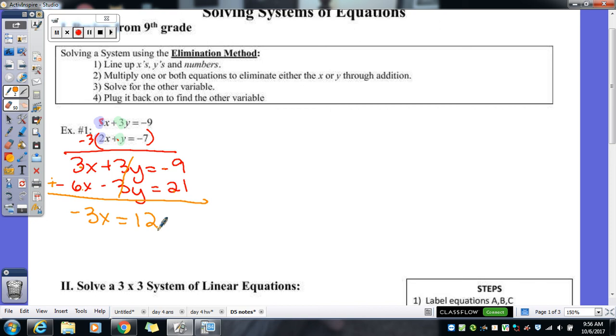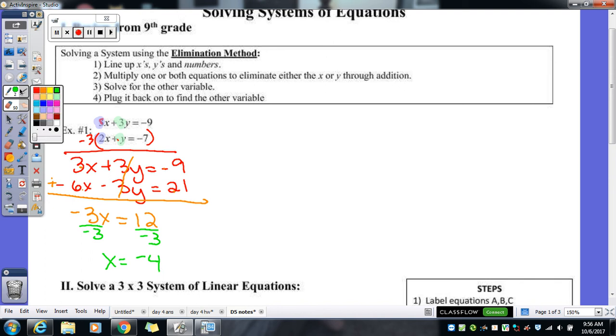So now we have just our x, so we can solve for that. Divide by our negative 3. Divide by our negative 3. And we get x equals negative 4. So we've got one of our answers. We just now have to get a value for our y also.